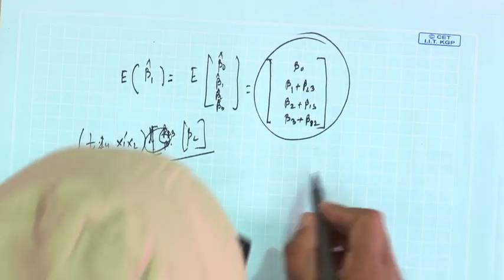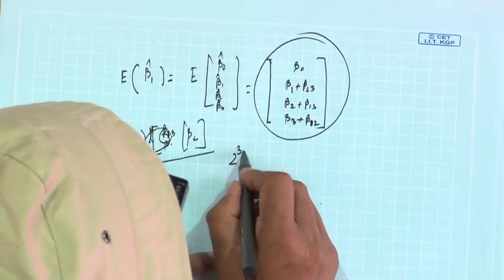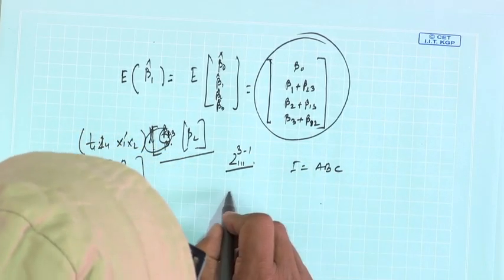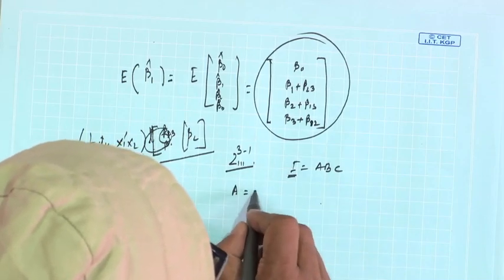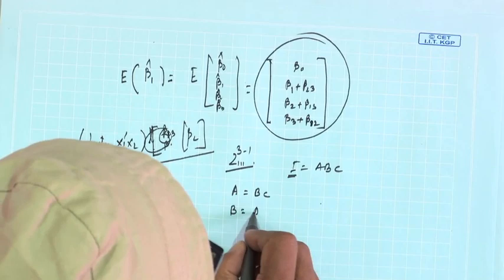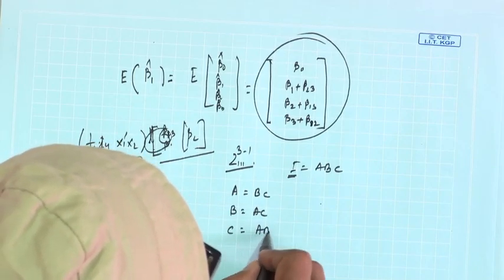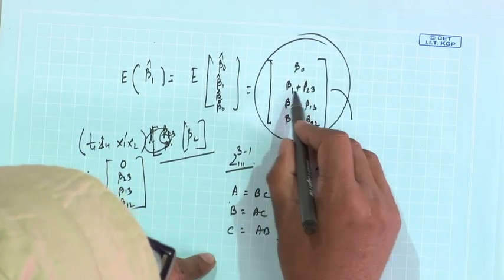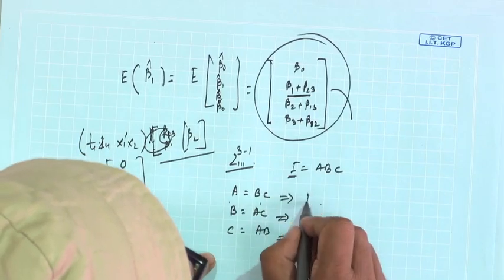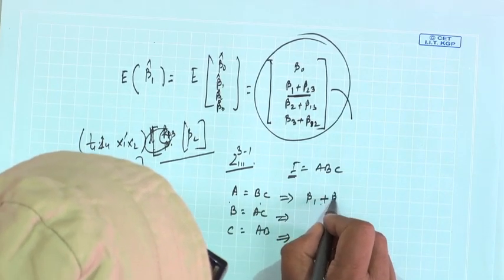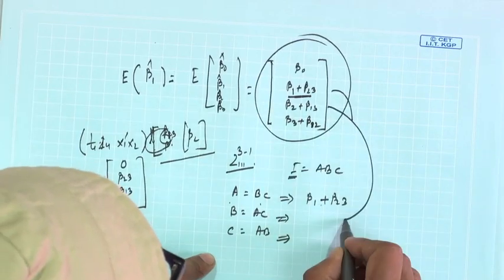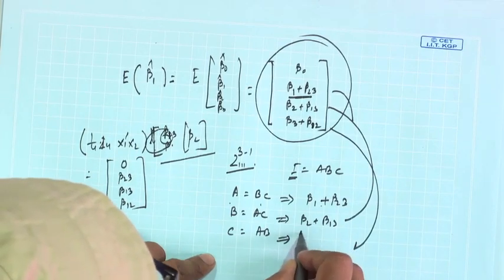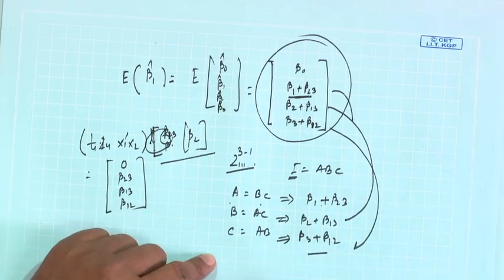Okay. So, now if I go back to the 2 to the power 3 minus 1 design where I equals a b c, what I got multiplied with a equals b c, b equals a c, c equals a b. Now, I want to relate this with this. You see, a equals b c is not beta 1 plus beta 2 3, the second one is beta 2 plus beta 1 3, and the third one is beta 3 plus beta 1 2.